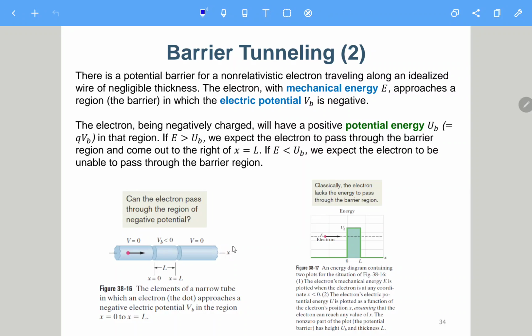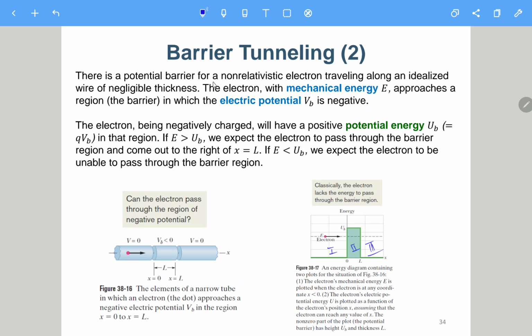Okay, so here we have a different setting. Rather than the previous case, where we only have the first two segments, now we have the third one. For the first and third one, we have V equals 0, and in the middle one, we have VB smaller than 0. So in this case, the potential barrier is like this: 0 in region 1 and region 3, and then UB in region 2. And VB is negative, so E times VB is positive, UB is positive here.